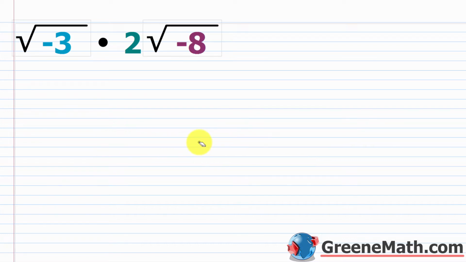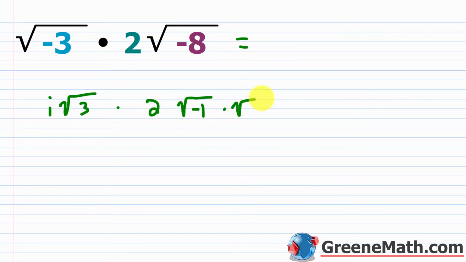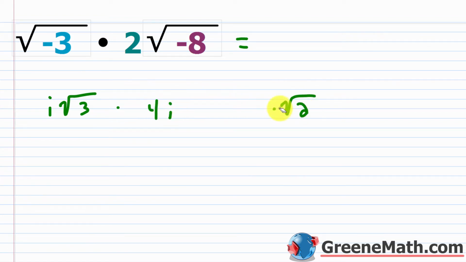So when you have negatives involved like this, you have to convert them over. Simplify first, and then multiply. So what I would do here is I would say this is i times the square root of 3, then times, for this one, let me write this out. We'll have 2 times the square root of negative 1 times the square root of 4 times the square root of 2, just so you can see what I'm doing. Square root of 4 is 2, so 2 times 2 is 4. And then square root of negative 1 is i. So this becomes 4i times the square root of 2.